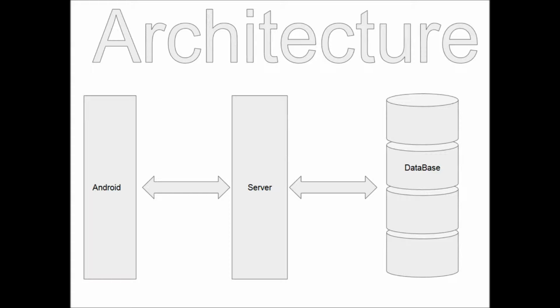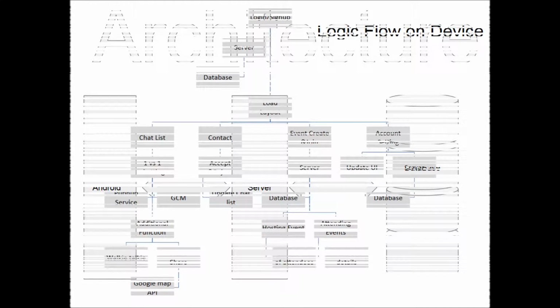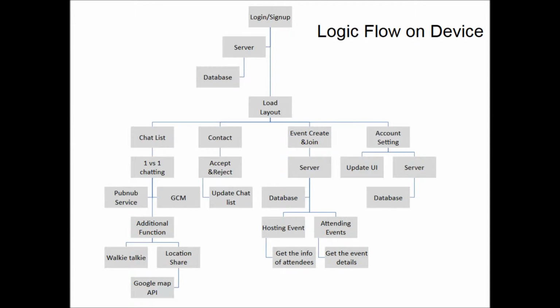For the application to pull and push data, the application client will send an HTTP request to the server while the server sends a query to change the SQL database. The database will either push back data or change existing data depending on the HTTP request. Now this is the logic flow on the device.